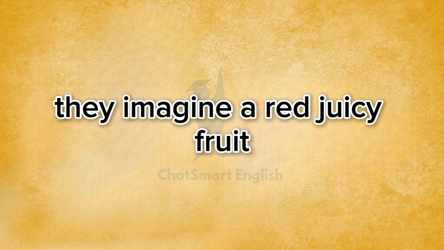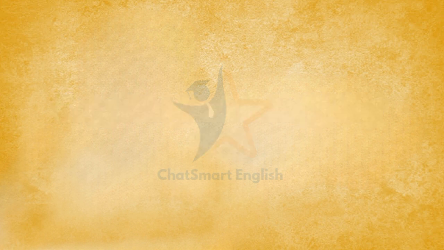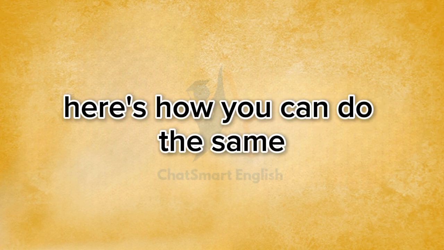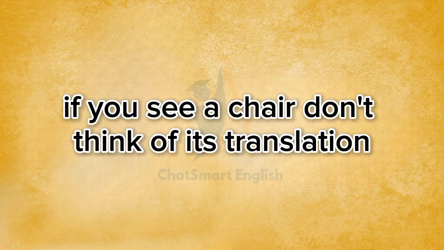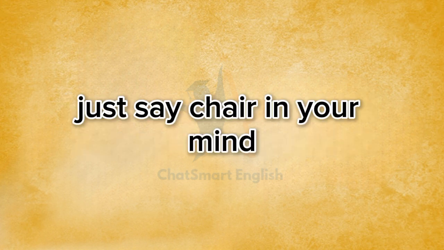They imagine a red, juicy fruit. Here's how you can do the same. Look at objects around you and name them in English. If you see a chair, don't think of its translation. Just say chair in your mind.